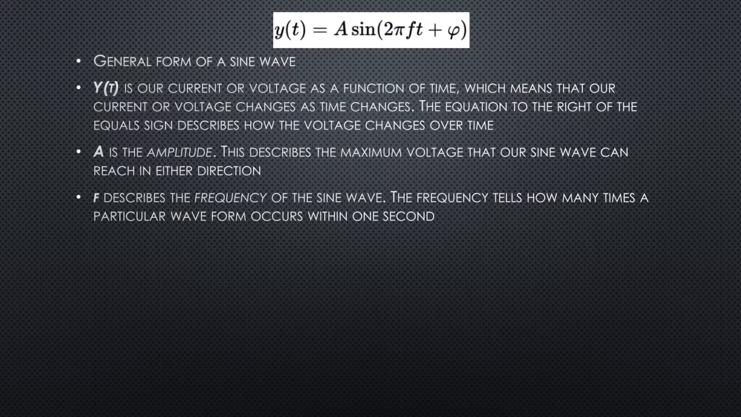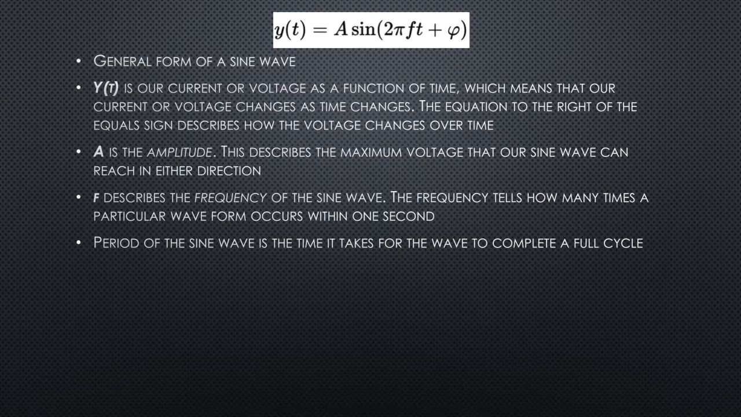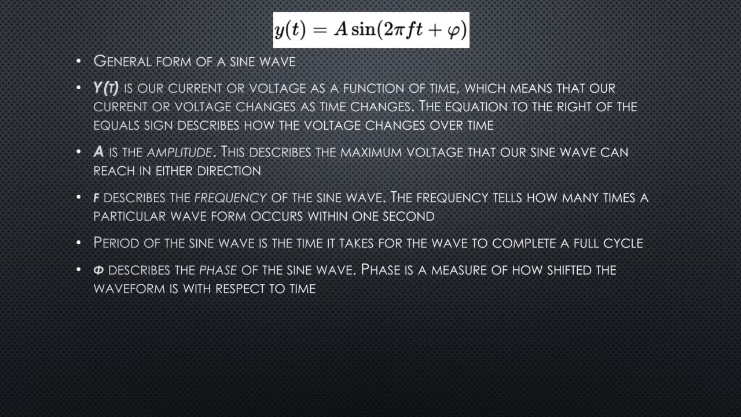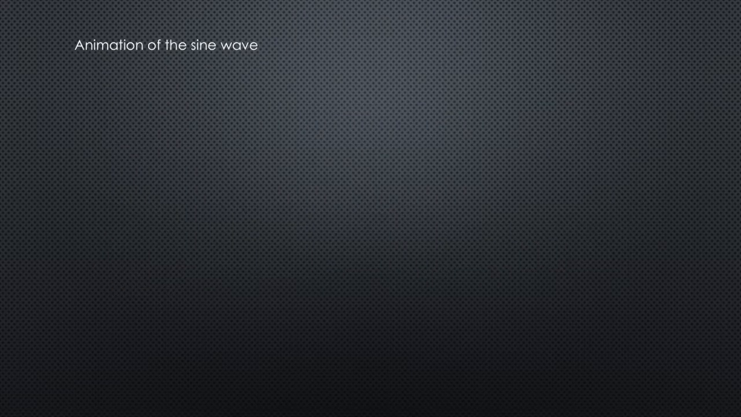The F in the brackets is the frequency of the wave, and this tells us how many waves pass through a point within 1 second. And using this, we can calculate the period, which is the time it takes for a wave to complete a full cycle. This is just done by taking the reciprocal of the frequency. And theta is the phase of the wave, and the phase of the wave is just a measure of how the waveform is shifted left to right with respect to time.